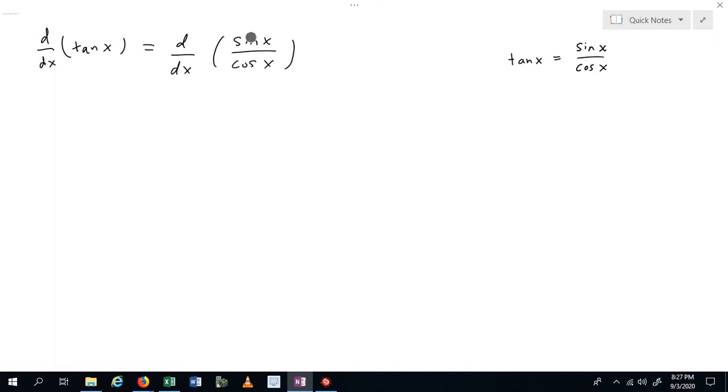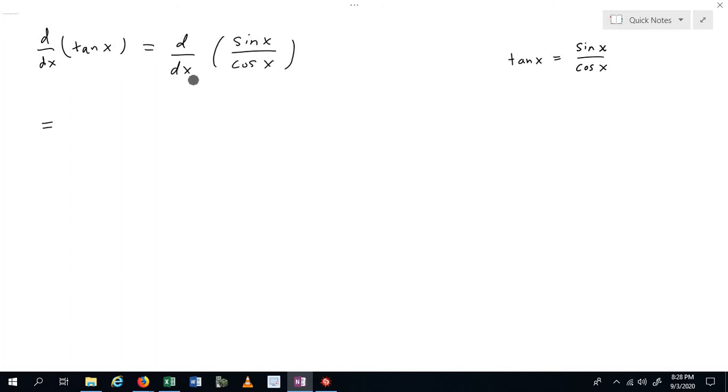And since we already know the derivative of sine and cosine, we really don't need to go back to the limit definition of the derivative to find this derivative. We can just use the quotient rule to find this. Okay, and so the quotient rule, you may remember, says you take the low times the derivative of the high minus the high times the derivative of the low, and then you divide that by low times low.